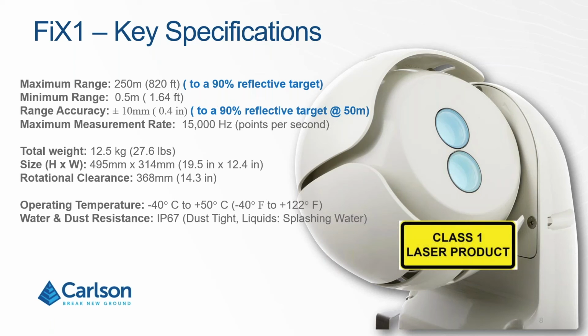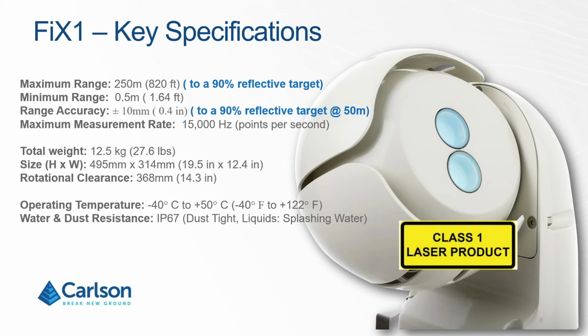Now, the reason why I mention a 90% reflective target is that in our factory conditions, which most laser manufacturers will do, it'll be to a 90% reflective Kodak paper. That's in a controlled environment. So obviously, if you are measuring coal or really dark or absorptive materials, you'll have reduced range. If it's wet, that will reduce your range as well. So you need to keep that in mind when you look to set out what FiX1s you need.